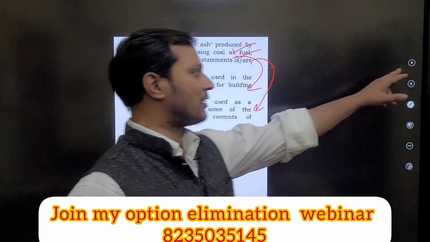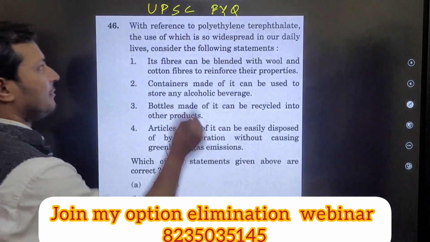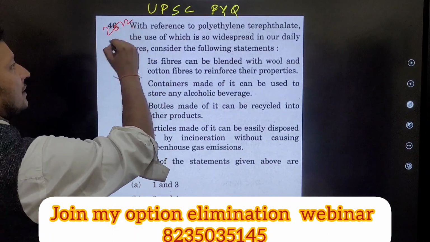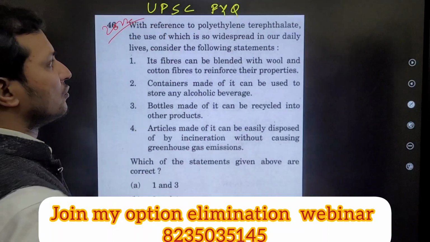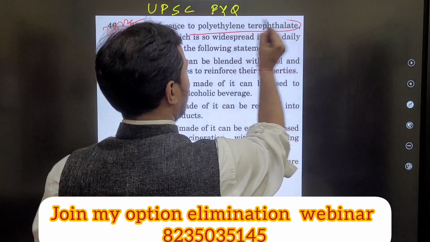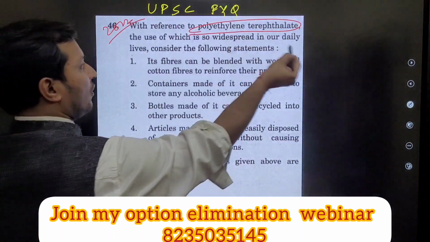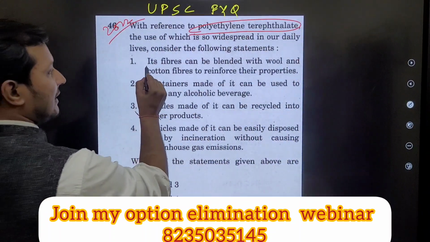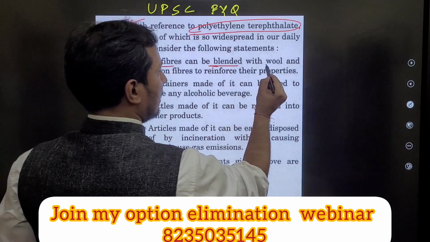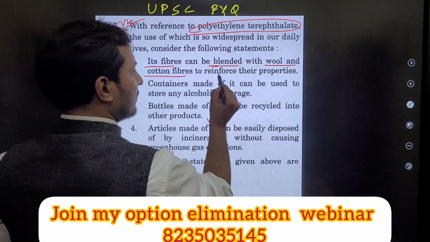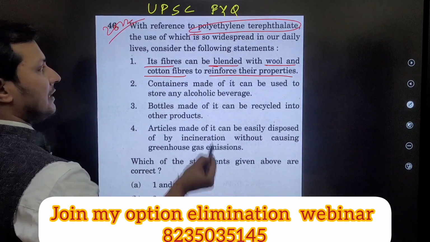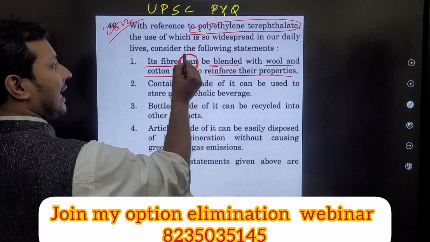Now let me show you another question on the same spirit which came in the 2022 prelims. Let us read this question. With reference to polyethylene terephthalate, consider the following statements. First statement says that its fiber can be blended with wool and cotton fibers to reinforce their properties. Here again you see 'can', same thing.